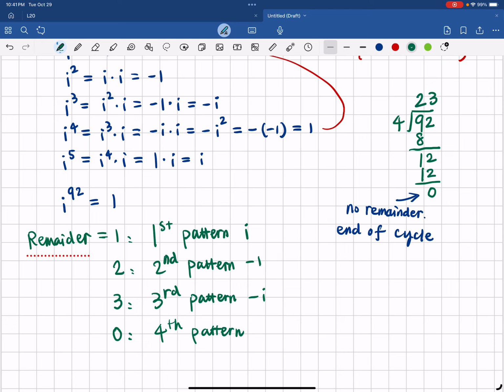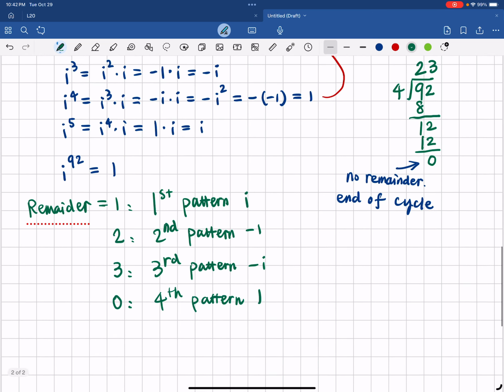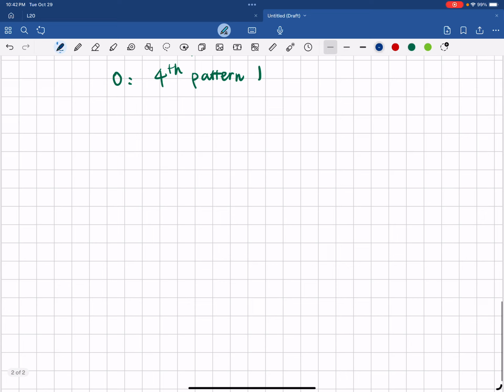And that is 1. So this will be the summary of this problem using the pattern of i to find out a power of i. That's problem number 3. Okay, let's move on to problem number 4.